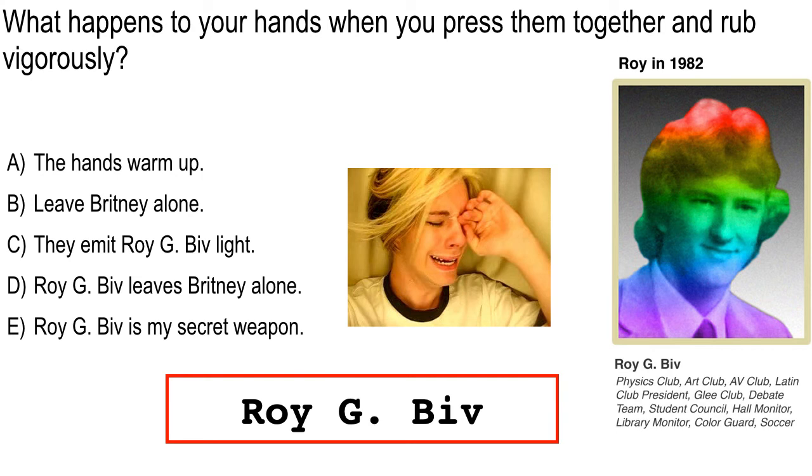Anyways, the correct answer is A. A couple people voted for C, and actually that's not correct. When you rub your hands together, they're not going to get red hot. If you rub them together until they did get red hot, then they'd be emitting a little bit of Roy G. Biv. They'd be emitting some R. But I don't think anybody can get their hands that hot. So theoretically, they're emitting just a teeny bit of Roy G. Biv, but mainly they just warm up. So pressing stuff together is a way to warm things up.